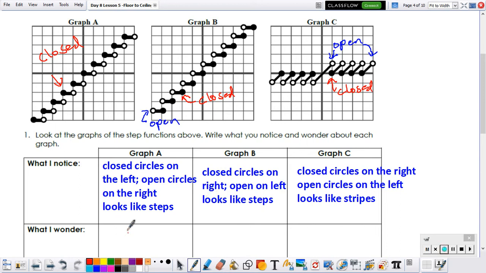And so what do we wonder? One of the things we might wonder is, how do we get these graphs that are not continuous? And that's something we're going to explore in a minute or two. In the meantime, let's do some evaluating.